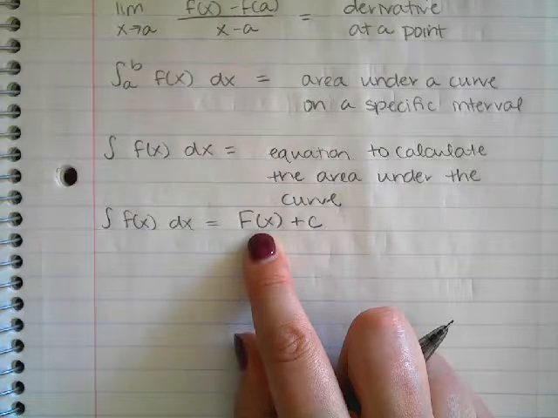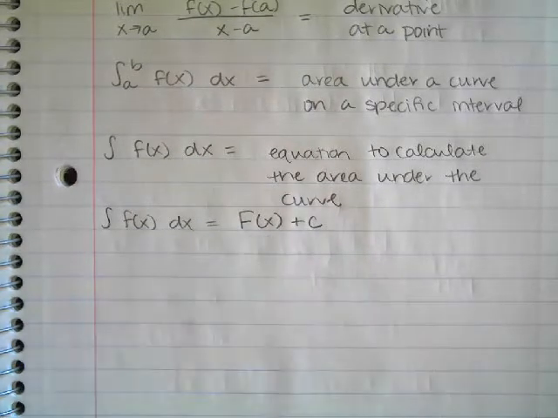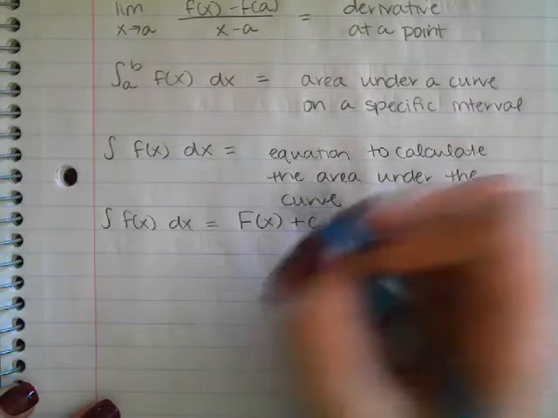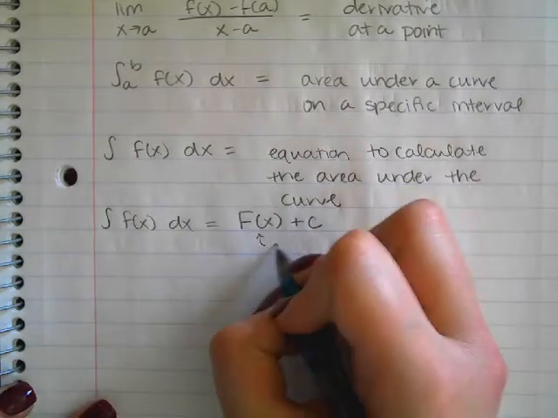So now we've learned a new inverse operation, kind of. Derivatives and antiderivatives are opposites of each other. Derivatives and integrals are opposites of each other. An integral will undo a derivative. A derivative will undo an integral. Does that make sense? They are opposites of each other. Okay? So F of x plus c, where F of x is the antiderivative.